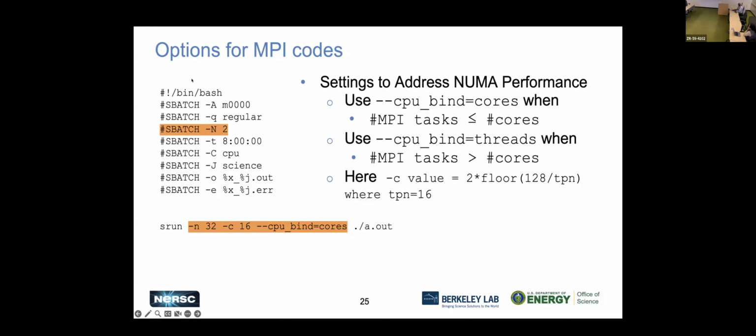So for the SRUN command in this MPI batch script, it's requesting 2 nodes, a time of 8 hours, CPU only, and naming the job science. The SRUN command is going to be requesting 32 MPI processes with 16 cores, or the other way around, I'm sorry, 32 threads and 16 MPI, and then you're going to bind to the cores. And this executable is just whatever your a.out is, or whatever executable you will be running.